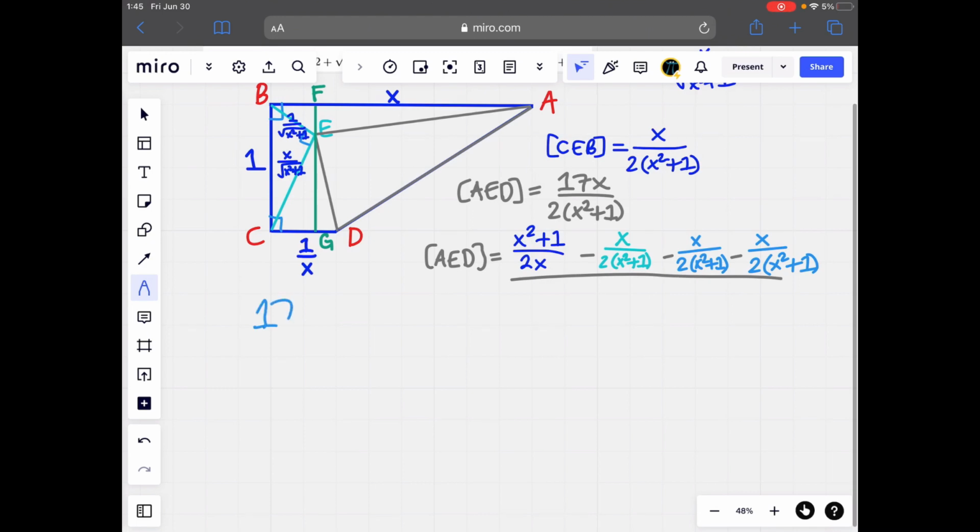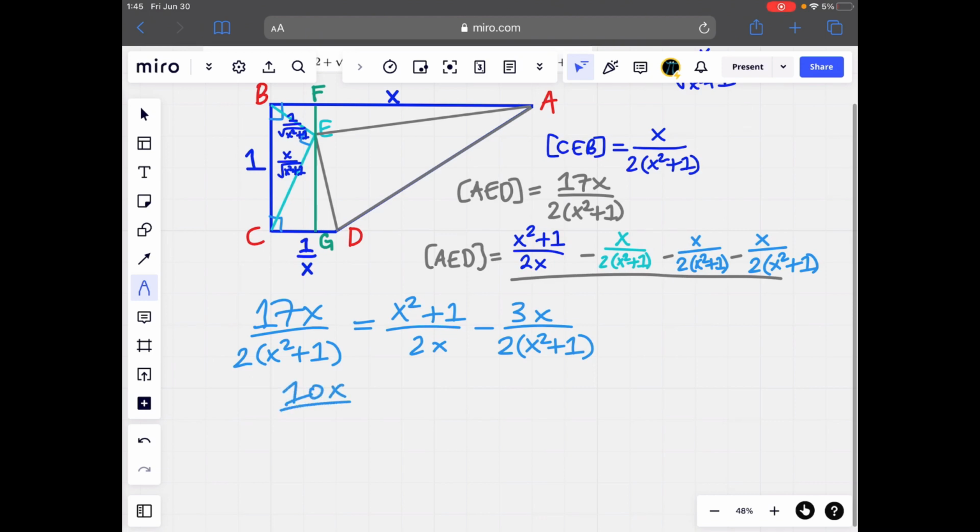So the first one was 17x over 2 times x squared plus 1. The second expression was x squared plus 1 over 2x minus 3 times x over 2 times x squared plus 1. Surprisingly, all three triangles have the same area, and that's x over 2 times x squared plus 1. Now we add 3x over 2 times x squared plus 1 to both sides. We have 20x over 2 times x squared plus 1. 20 over 2 is 10. So 10x over x squared plus 1 equals x squared plus 1 over 2x.